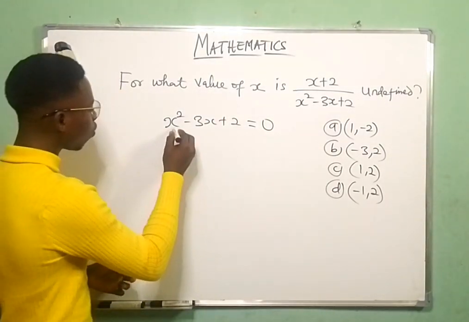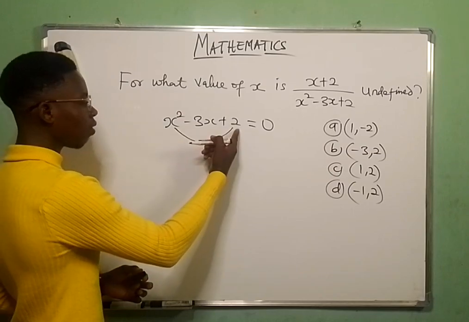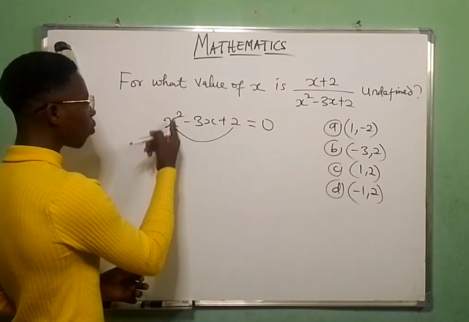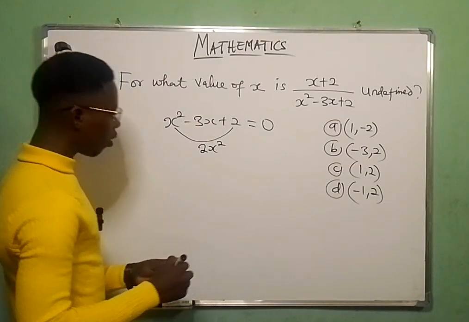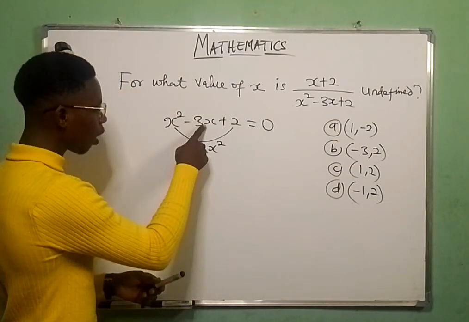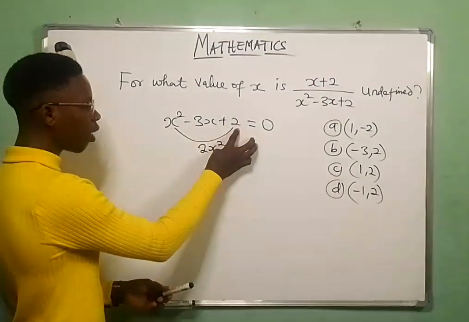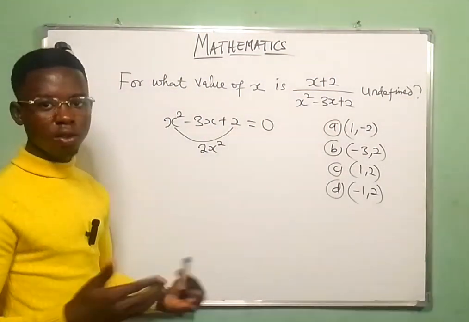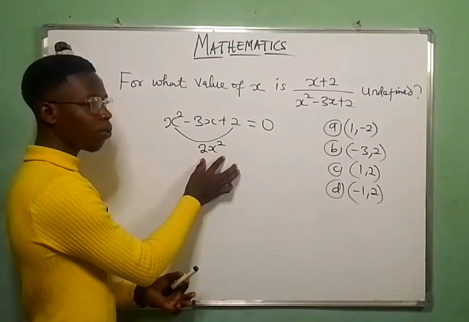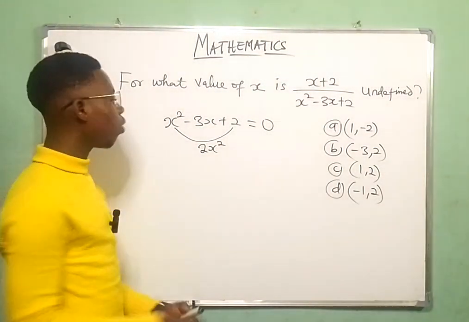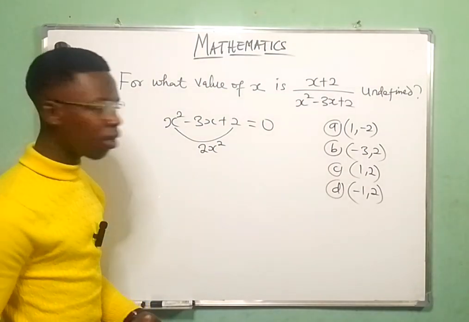You multiply the first term and the last term, which is 2 times x squared, will give me 2x squared. Now, after doing this, you concentrate on the second term and the answer you got from multiplying the first term and the third term. You look for a certain number that when you multiply it together, you will have 2x squared, and when you add it together, you will have minus 3x.